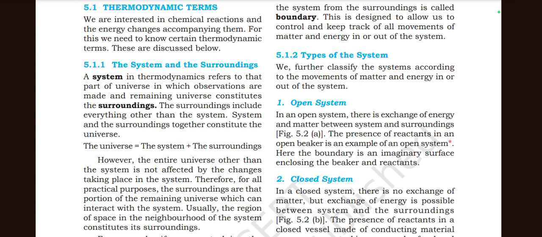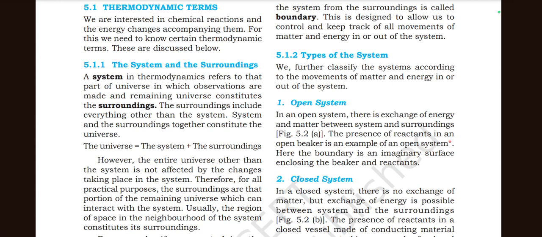Thermodynamic terms. We are interested in chemical reactions and the energy changes accompanying them. For this, we need to know certain thermodynamic terms, that are the system and the surroundings. A system in thermodynamics refers to that part of the universe in which observations are made, and the remaining universe constitutes the surroundings. The surroundings include everything other than the system. System and the surroundings together constitute the universe. The universe is equal to the system plus the surroundings.